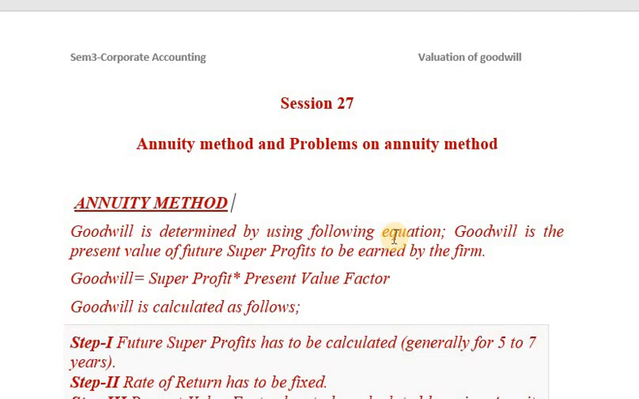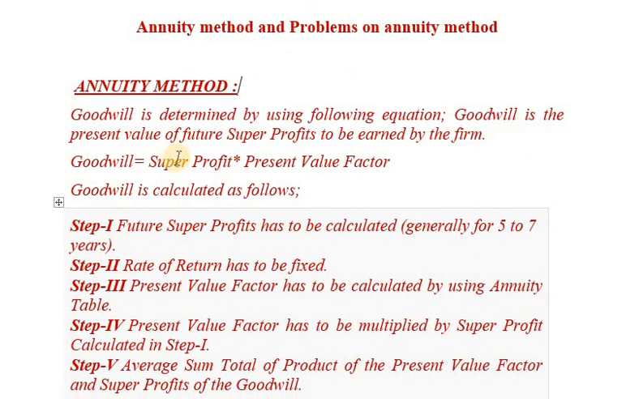Now, how to calculate goodwill under the annuity method? I will explain slowly, listen carefully. Goodwill is determined by using the following equation. Goodwill is the present value of future super profit to be earned by the firm. Goodwill is equal to super profit into present value factor. Now, let us discuss the steps one by one.